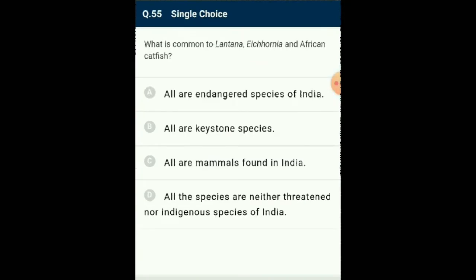Question number 55. What is common to Lantana, Eichhornia, and African catfish? Lantana, Eichhornia. Eichhornia is commonly called water hyacinth, and African catfish, that is Clarias gariepinus, all are exotic species which are invasive in nature. Alien or exotic or non-native species are the new species entering a geographical region. So the answer for this question is option D. All these species are neither threatened nor indigenous species of India.